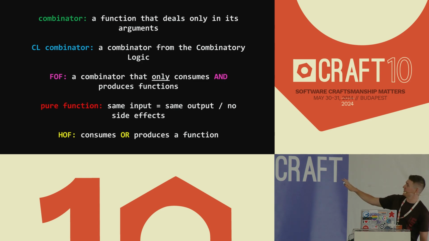So this is just a summary of everything I just explained. A combinator deals only in its arguments. Combinatory logic combinator, it's from combinatory logic. Function-only function, it consumes and produces functions only, as opposed to the higher order function at the bottom that consumes or produces functions, and a pure function, same input, same output.